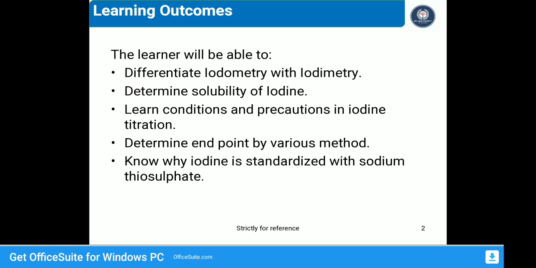After completion of this video, the learner will be able to differentiate iodometry from iodimetry, determine the solubility of iodine, learn conditions and precautions in iodine titration, determine endpoint by various methods, and finally know why iodine is standardized with sodium thiosulfate.